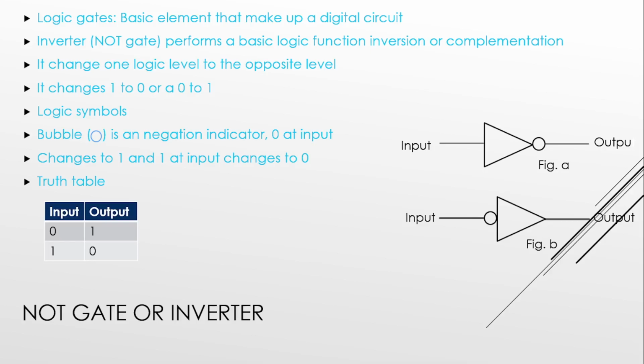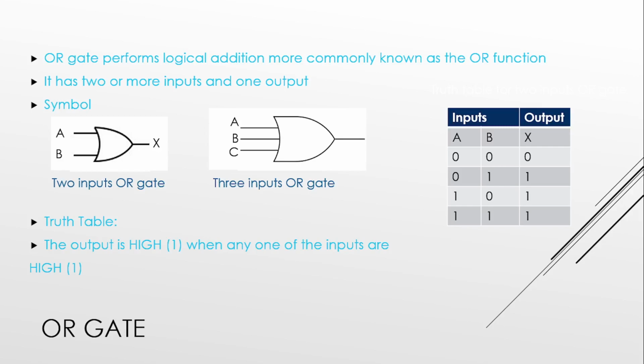The next gate we will discuss is the gate that performs the logical addition, that is OR gate. So OR gate performs logical addition and it is known as the OR function. So OR function means simply logical addition. Now, since it is addition, there should be at least two inputs. So OR gate has two or more inputs and a single output.